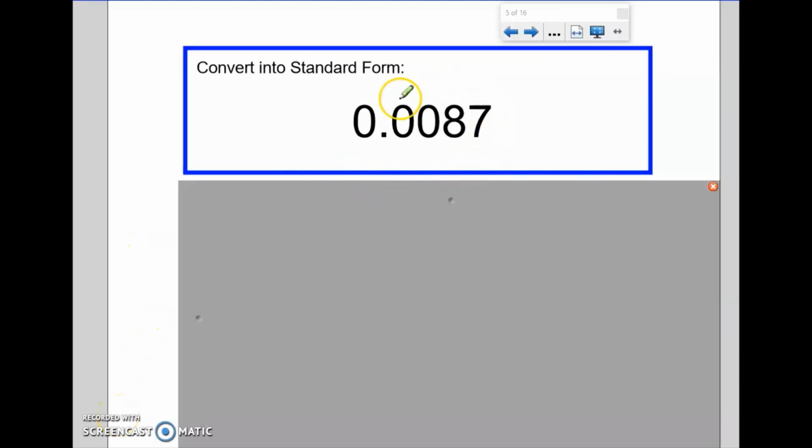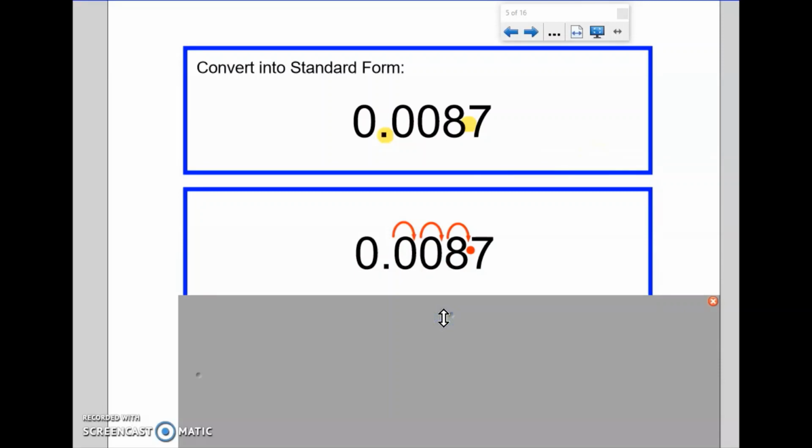Okay, so let's have a look at quite a small number. Because we're dealing with a small number, there's a few subtle differences in the method. First of all, we're going to highlight the decimal point. This time it's visible in the question, and I'm going to move it so the number is between 1 and 10. 1, 2, 3, and I'm going to drop the decimal point here to make the number 8.7. So what I've done is I've moved the decimal point and made the number 8.7.